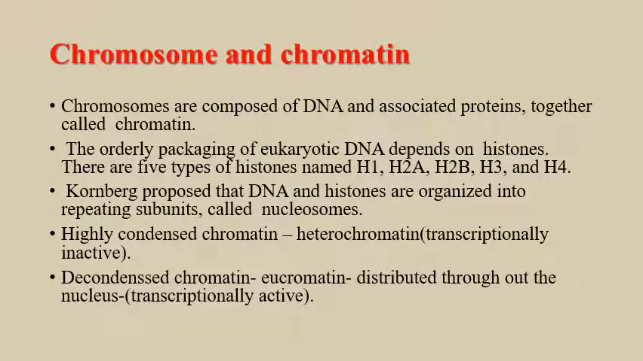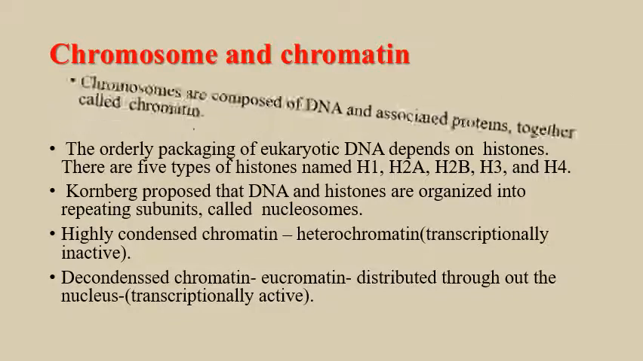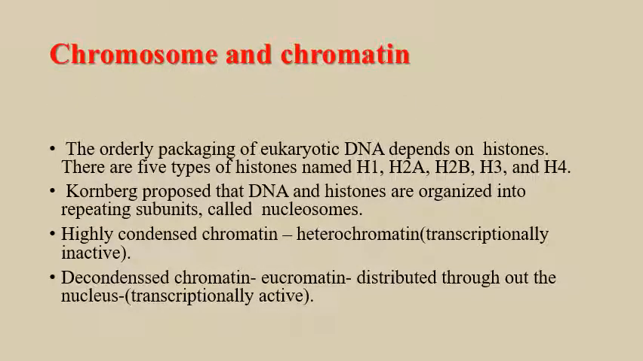The next topic is the chromosome and the chromatin. Chromosomes are composed of DNA and associated proteins, and together the DNA and the associated proteins are called chromatin. The orderly packaging of eukaryotic DNA depends on histones, and there are 5 types of histones named H1, H2A, H2B, H3 and H4.